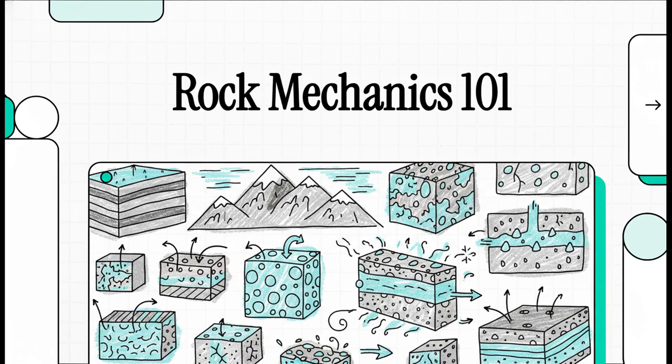You know, when most people look at a mountain or a stone building, they just see this massive immovable object. But as engineers and geologists, we know better, don't we? The ground beneath us is actually an incredibly dynamic system of solids, voids, and fluids. Our goal today is to mathematically and conceptually break down exactly what makes a rock tick.